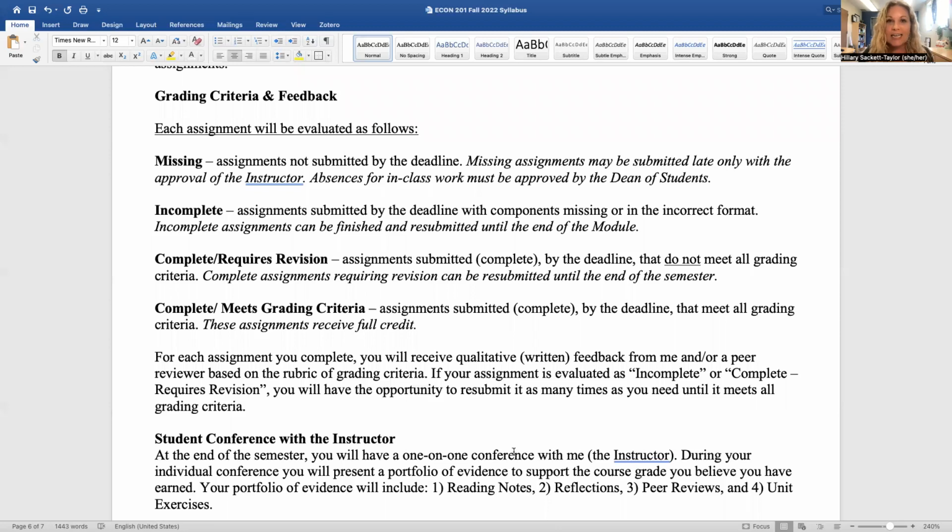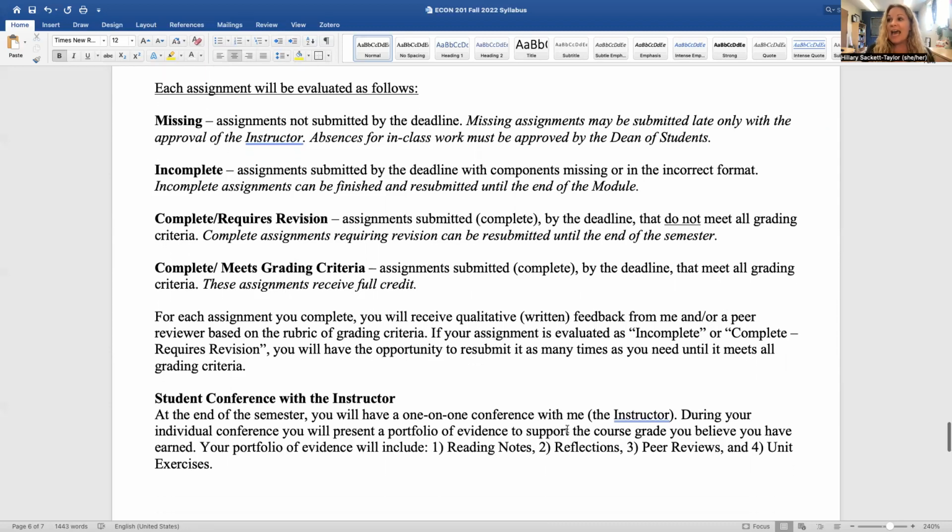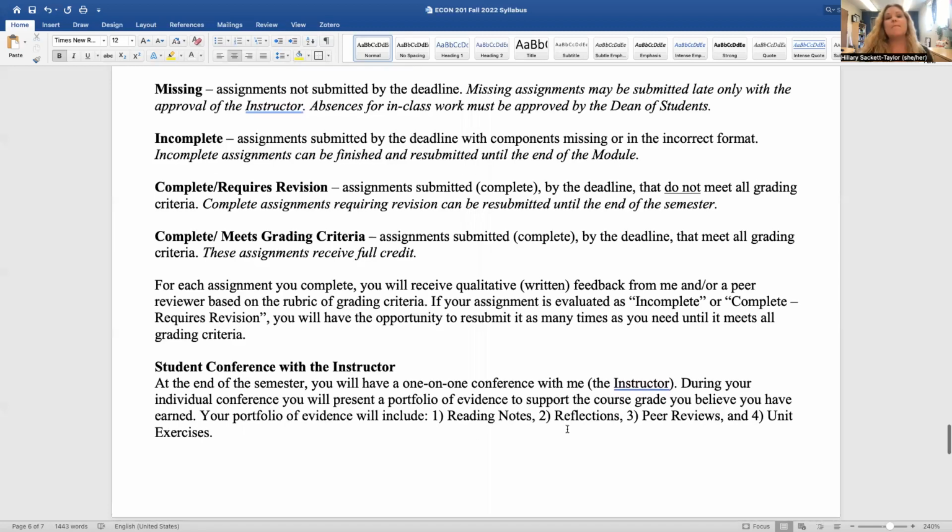So there's never any guessing about what it is you're supposed to do or how it's going to be evaluated. That will be very clear. At the end of the semester, you're going to submit a portfolio to me of all of these assignments. And then we'll sit down together one-on-one for a short conference to talk about the semester, for you to show me what you've done, and to talk about what course grade you believe that should earn you in this class.